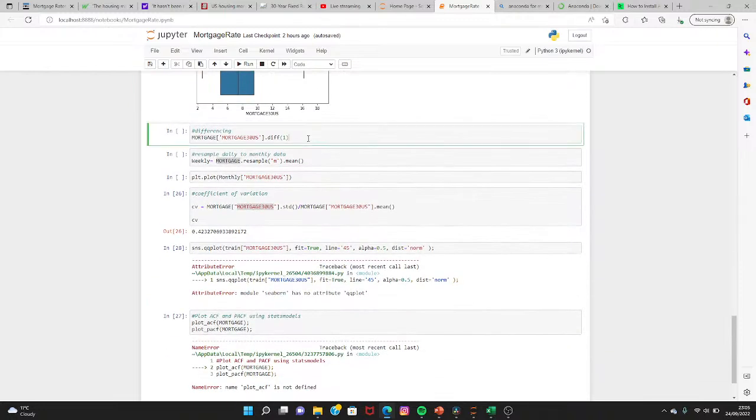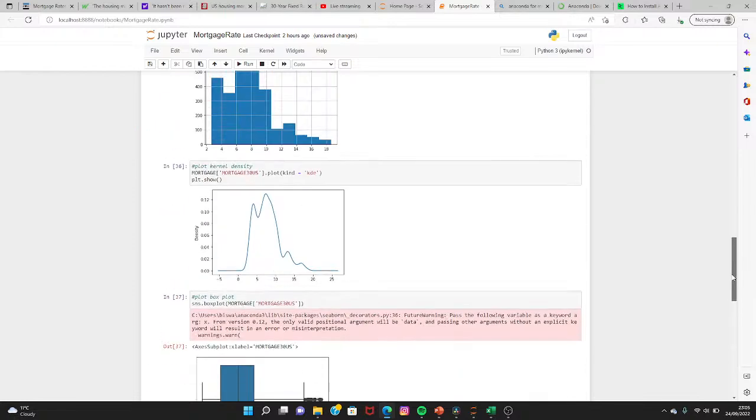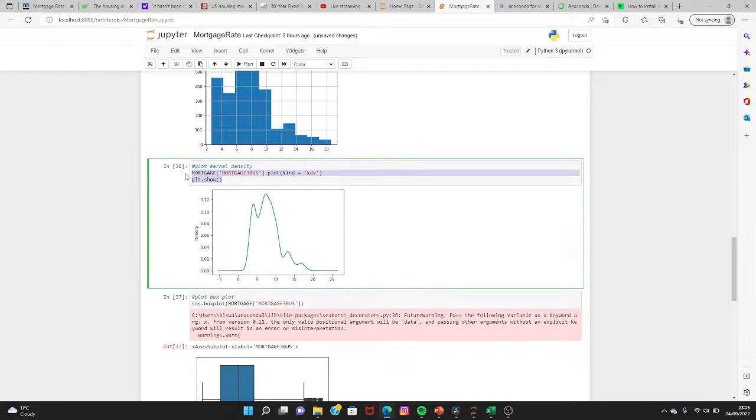We can also do differencing and plot it. That's also possible, but it's not very useful in this kind of thing, I would say. But okay, we can indeed. Maybe let's try this.